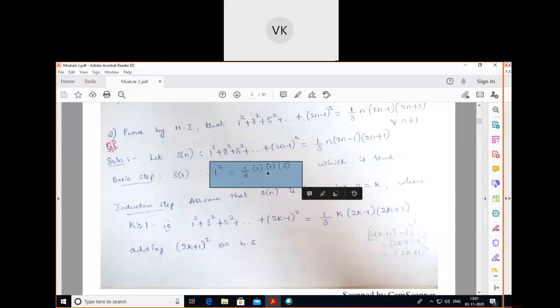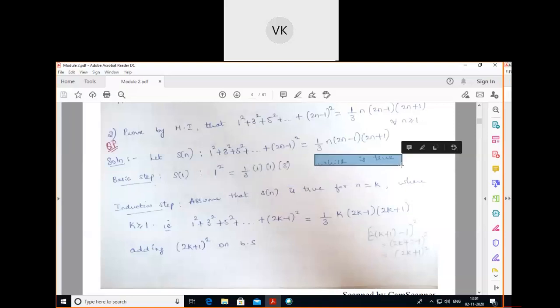Now the LHS is equal to RHS, which is true. Now S of 1 is true. So the basic step is okay.